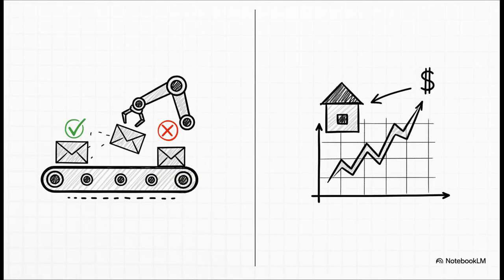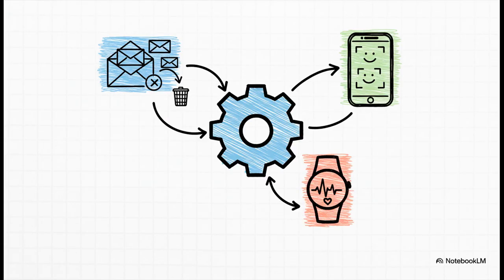Now, this whole approach is really good for two main kinds of jobs. The first is classification, which is basically sorting things into buckets. Is this email spam or not spam? Is this a picture of a cat or a dog? The second is regression, and that's all about predicting a specific number, like what's the price of this house going to be?